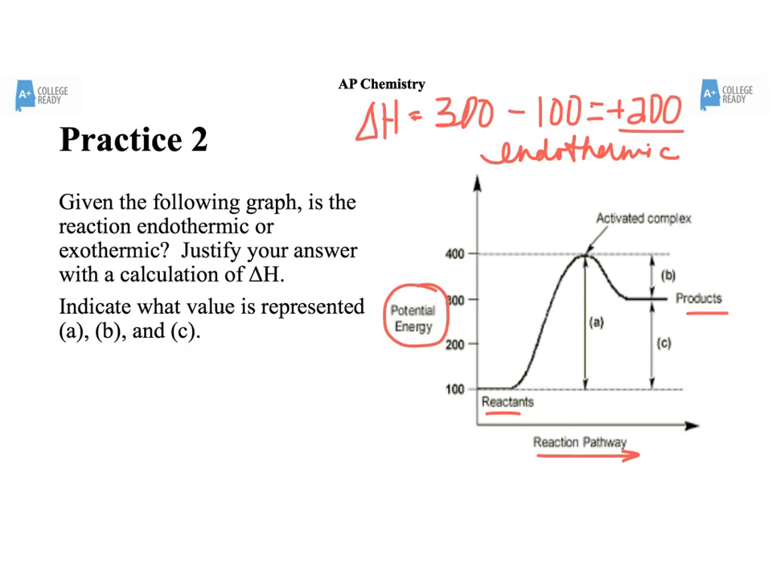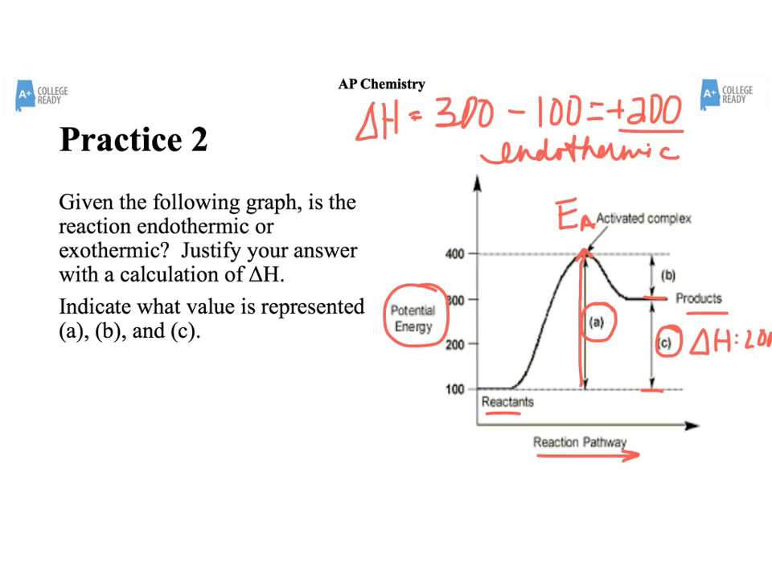Then it says indicate what values are represented by A, B, and C. So what's A represent? Here's A. A represents the amount of energy it takes to get to the top of the hump, which is the activation energy. All right, what's B represent? We're going to come back to B in just a second. What's C? C is the difference between the reactants, which are down here, and the products, which are up here. So what does C represent? Well, it represents the thing we just calculated. It's the delta H, which is 200.